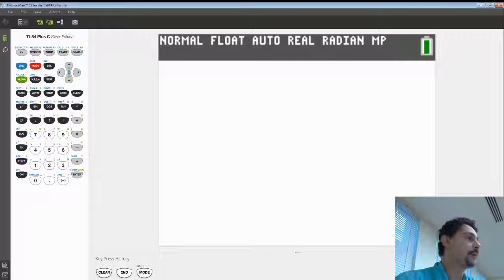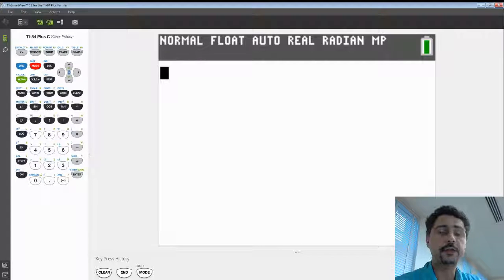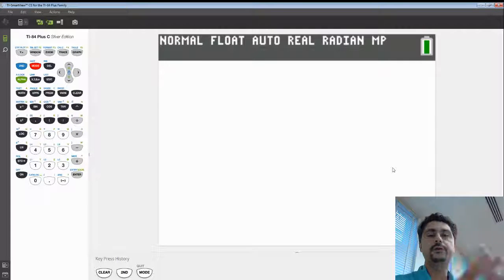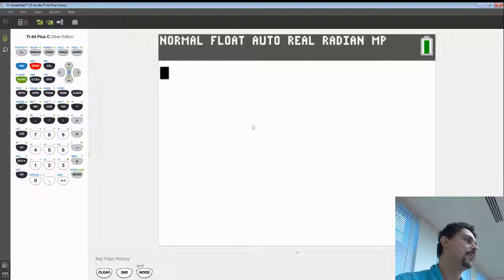Okay, class. What this is about today is teaching you how to use your calculator to find zeros for a given function or polynomial function. So let's say you've got something like y equals 2x squared minus 3x minus 5, and you need to figure out where it crosses the x-axis. Well, the calculator has a very powerful feature.